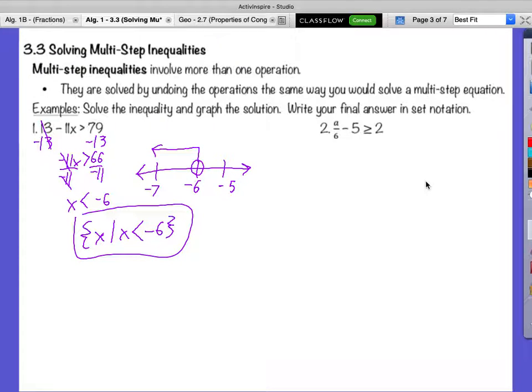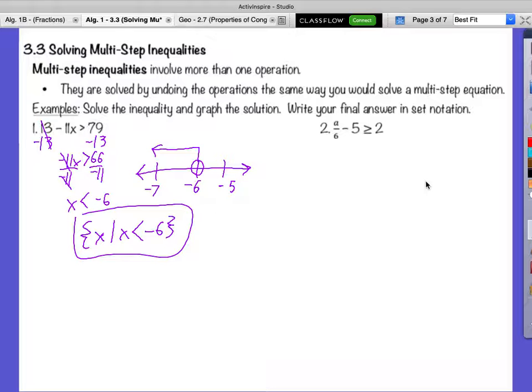How many times do you say division in Spanish? Probably not very many times. All right, we'll try it. We'll try it another problem.